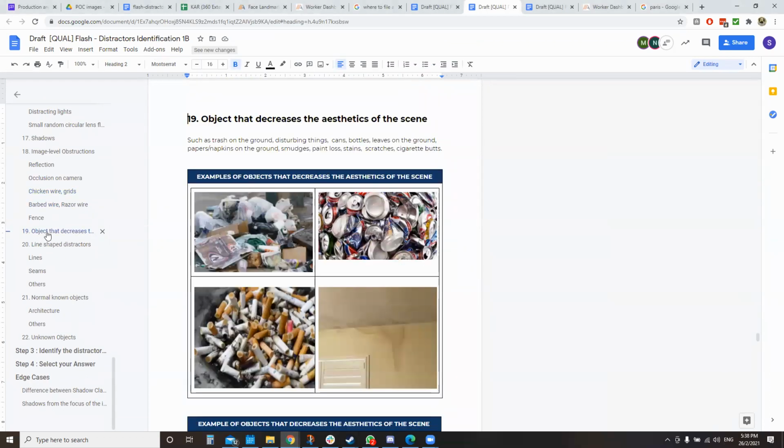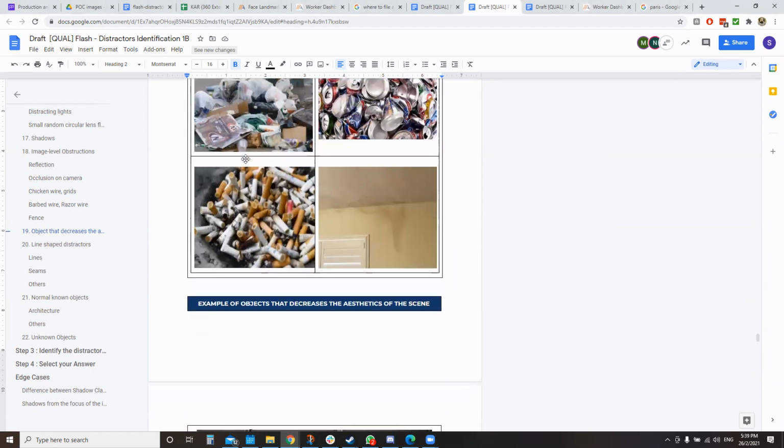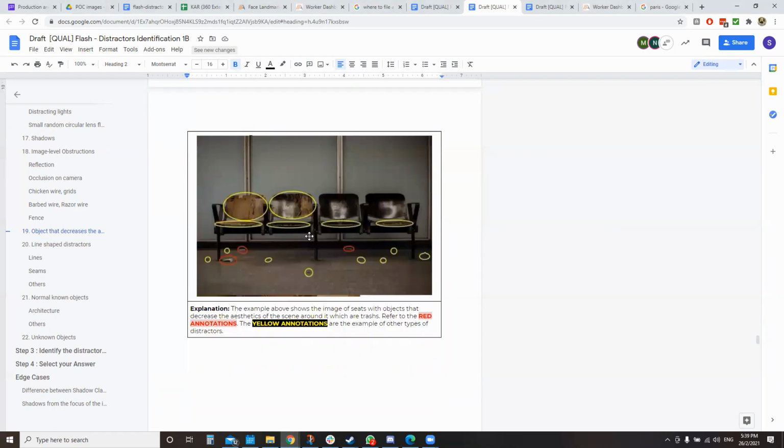Object that decreases the aesthetic scene. So this one, rubbish. All the rubbish, all the things that you find that is bothering you with the picture, you can label as this. So discoloration, rubbishes on the ground, all those things you can put there. So again, this one belongs to some other category.